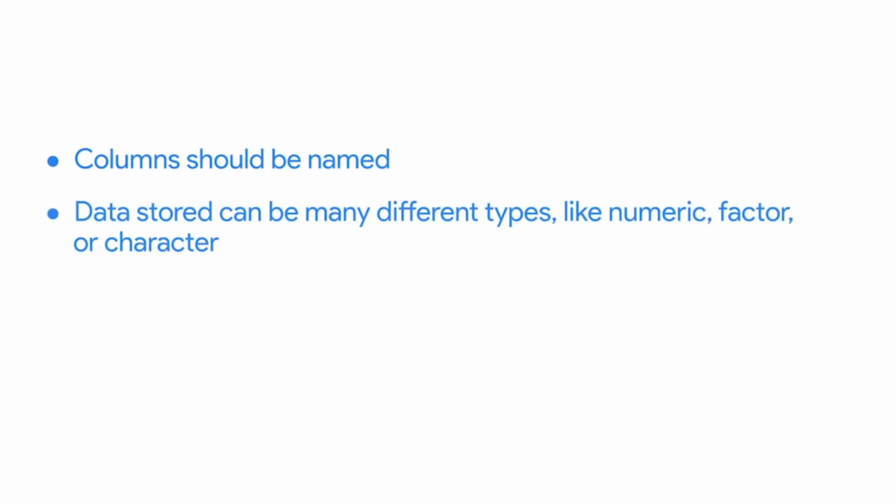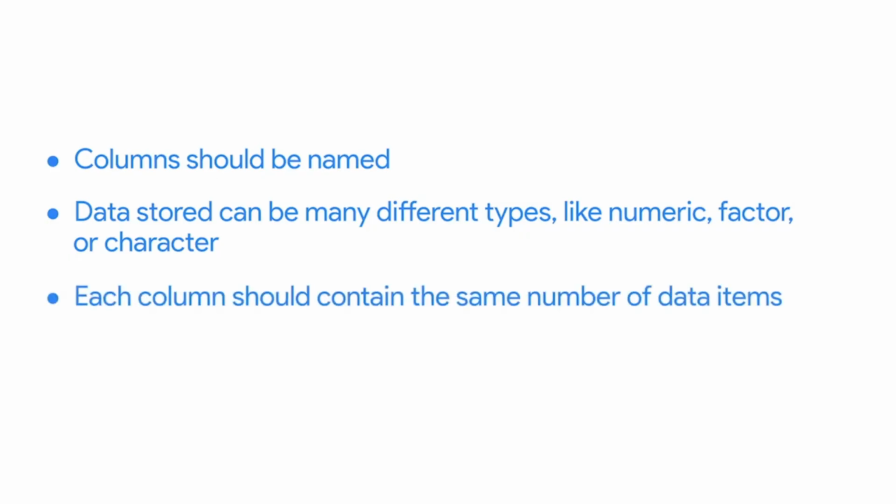Next, it's important to know that the data stored in your data frame can be many different types, like numeric, factor, or character. Often, data frames contain dates, timestamps, and logical vectors. Finally, each column should contain the same number of data items, even if some of those data items are missing. Data frames are foundational.